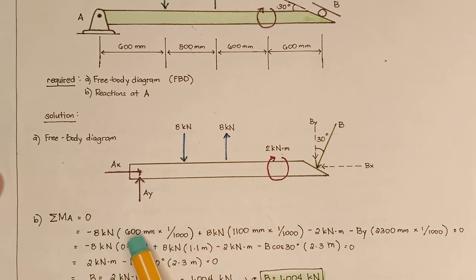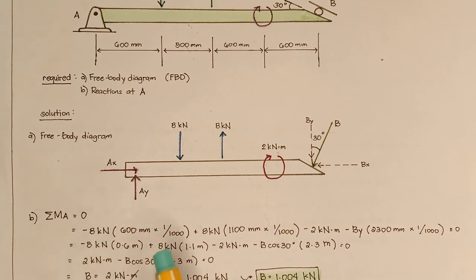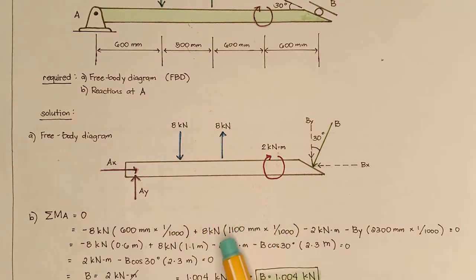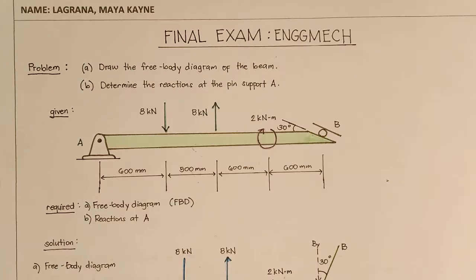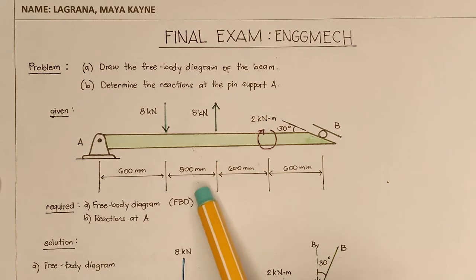This 600 millimeters is converted to meters because the standard unit for moments or torque or moment of force is kilonewton meter. So going back, this is negative 8 kilonewtons times 600 millimeters converted to meters plus the 8 kilonewtons, because it is upward in a counterclockwise direction, multiplied to the 1100 millimeters converted to meters. This is 1100 millimeters because the distance from point A to this force is 600 plus 500 millimeters.